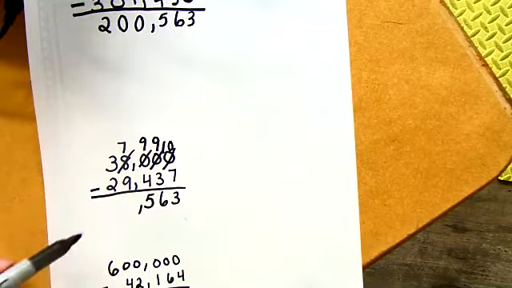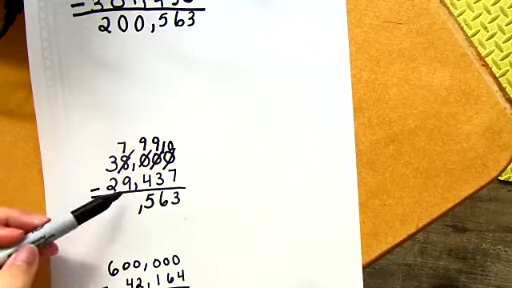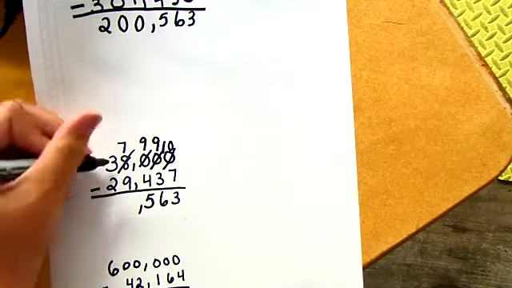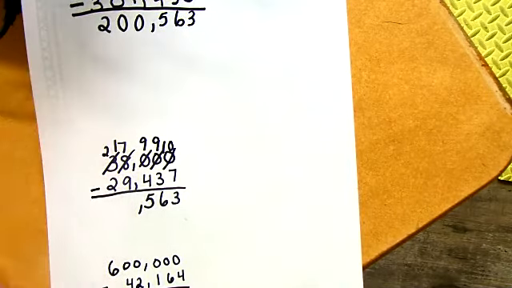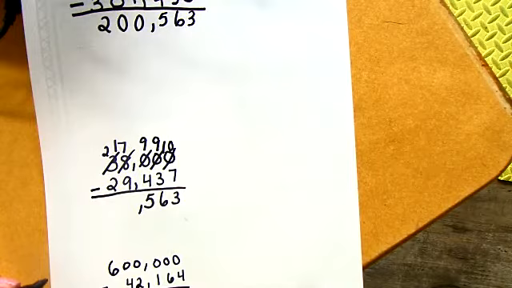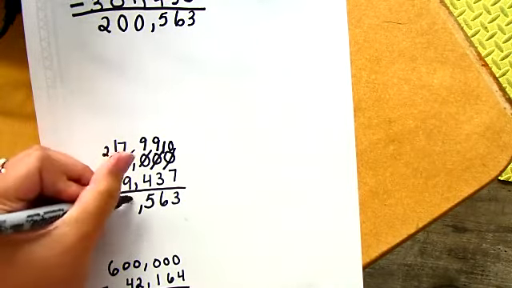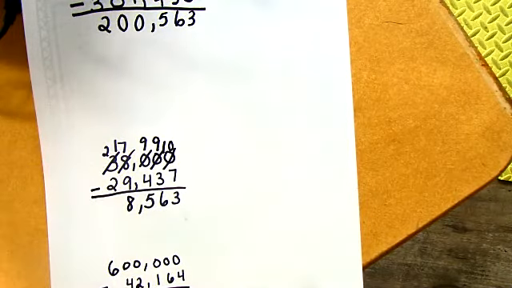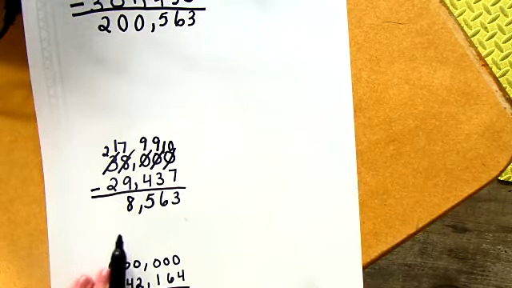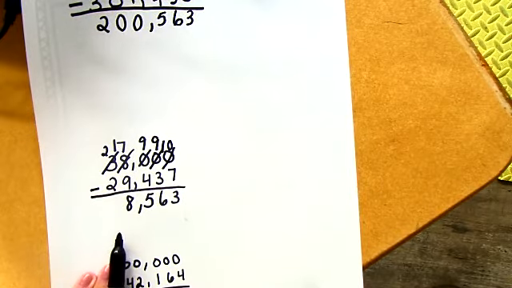7 minus 9. Uh-oh. 7 is smaller than 9, so I can't do that. So I'm going to have to regroup again. From the 3, make it a 2. Now this is 17 minus 9. 17 minus 9 is, hopefully you're thinking 8. And then 2 minus 2 is 0, so we wouldn't have to put anything. So our answer is 8,563.